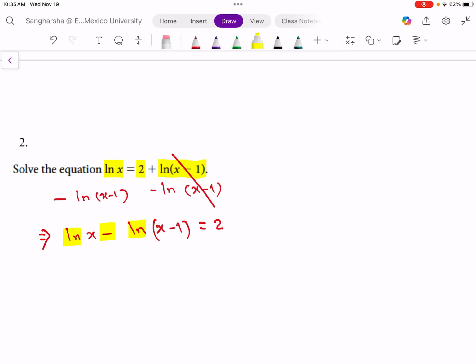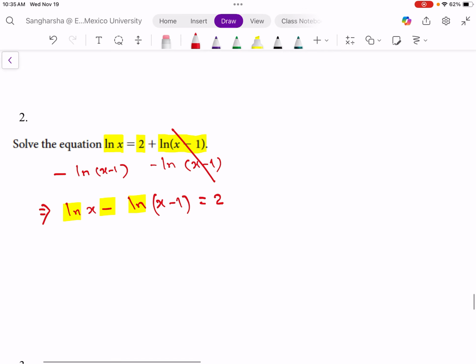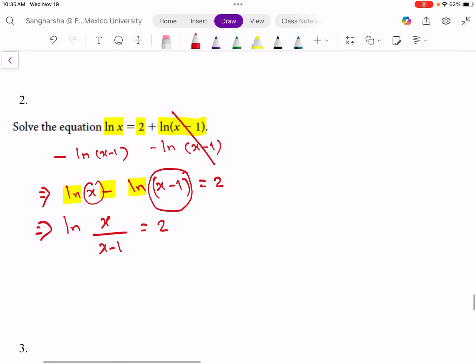A difference of logs is the log of a quotient. So this can be simplified to the log of a quotient. This is our numerator and this is our denominator, x over x minus 1, equals 2 as it is. Since we have a difference of two log expressions with the same base, we have a log of a quotient. Our target is solving; we have to get x by itself.